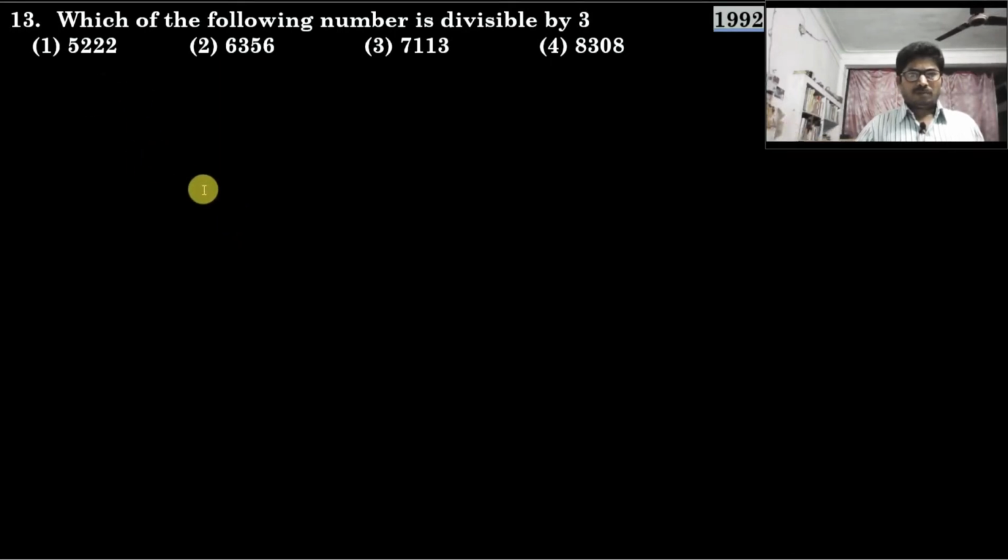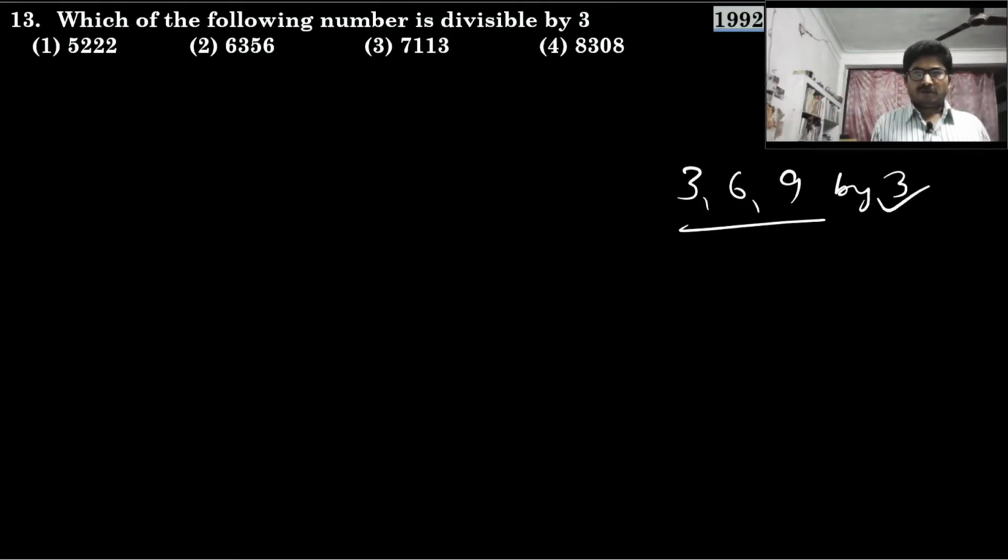Question number 13. Which of the following numbers is divisible by 3? We know the digital root rule for divisibility by 3: if the digital root of a number is 3 or 6 or 9, then the number is exactly divisible by 3.